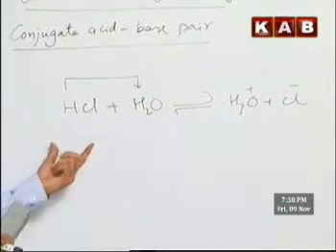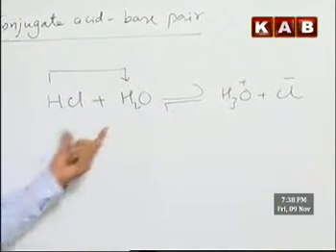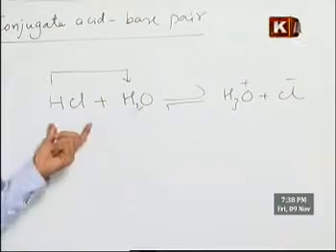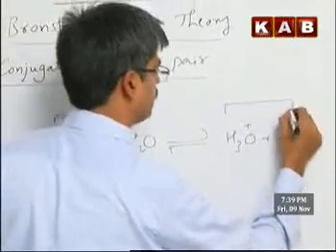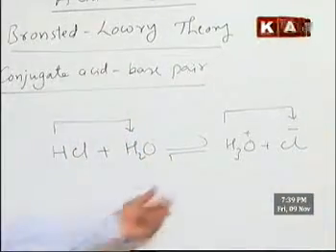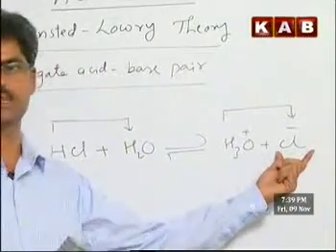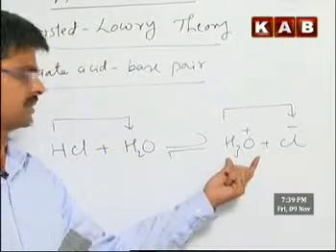In the forward direction, HCl is giving a proton to water, therefore HCl is considered an acid for us. If you look at the backward reaction here, the hydronium ion, that is H3O+, is giving a proton to Cl minus, so this is also considered an acid for us.